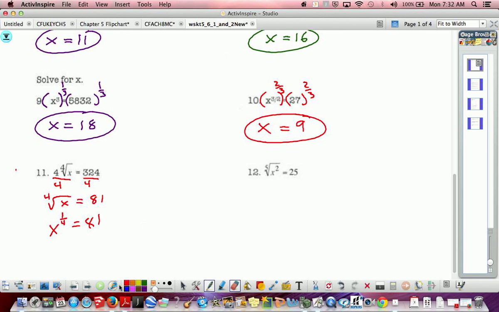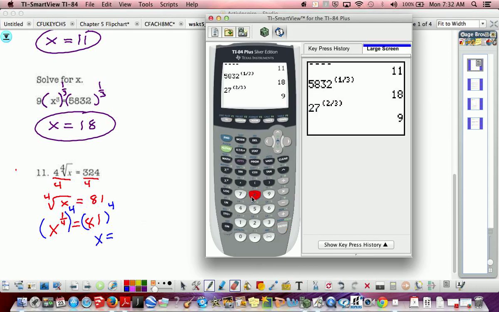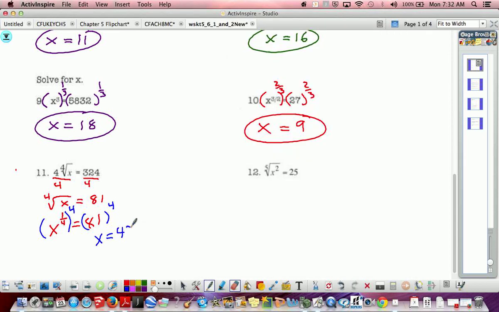Then I want to raise it to the 4th power. This one's going to be a fairly large number. So take out my calculator real quick. I go 81 raised to the 4th power, and I end up equaling, wow, 43,046,721.